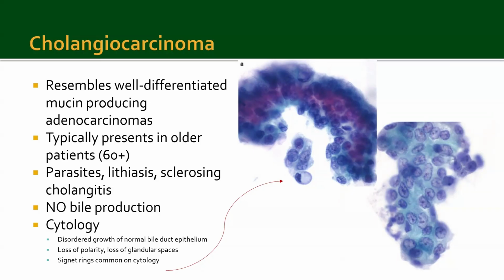But if you start seeing what looks like a typical adenocarcinoma, so the disorganized sheets or balls, even signet rings and no bile, that's when you can start to lean more towards a cholangiocarcinoma or some other type of adenocarcinoma if you're not sure. On cytology, as I already mentioned, you'll see signet rings, which are pretty common, and disordered growth of normal bile duct epithelium, AKA the disorganized honeycombs, the balls, the rolls. You can also see the loss of polarity, which would be those disorganized honeycombs, and loss of the glandular spaces.